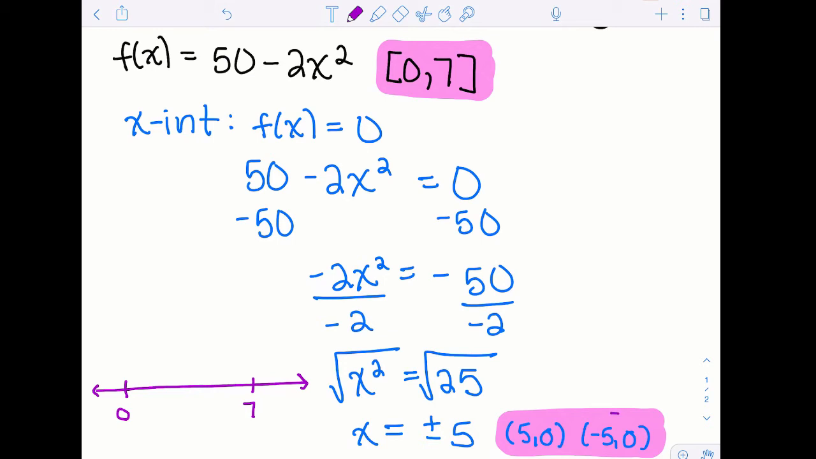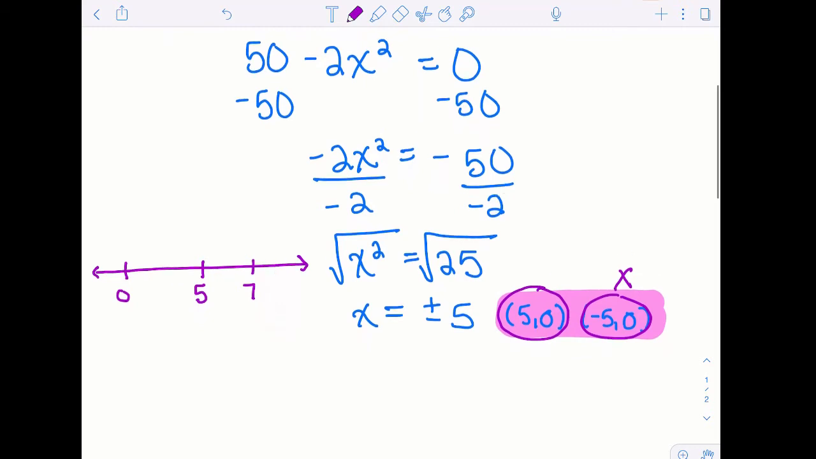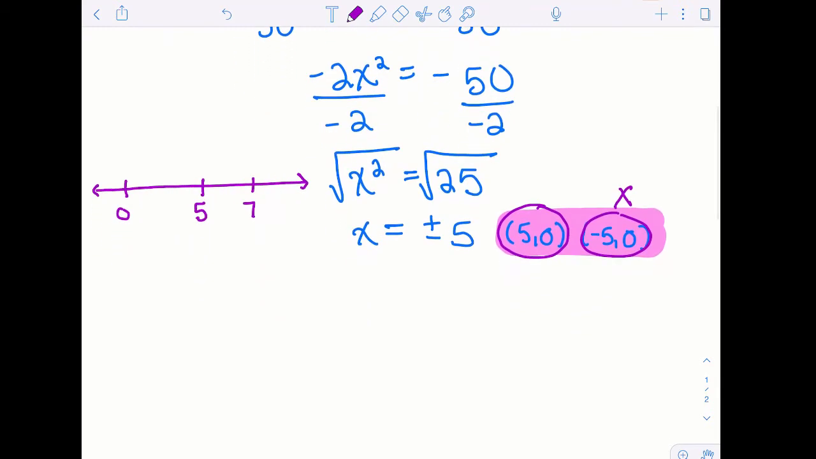So it does cross the axis at (-5, 0), but that doesn't really matter because negative 5 is outside of that range, the domain of 0 to 7. But 5 does fall in there. So I'm going to put this extra number, 5. If we had the graph in front of us, we would know whether between 0 and 5 the graph is positive or negative, and whether between 5 and 7 it is positive or negative. It doesn't necessarily matter, but what this does tell us is how to set up our integrals.